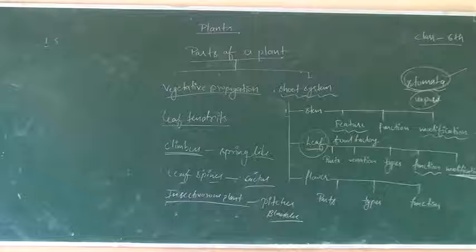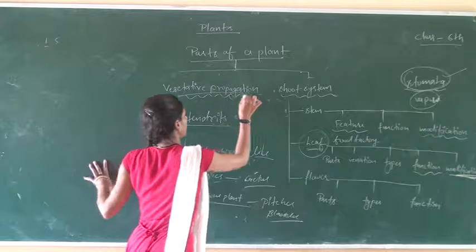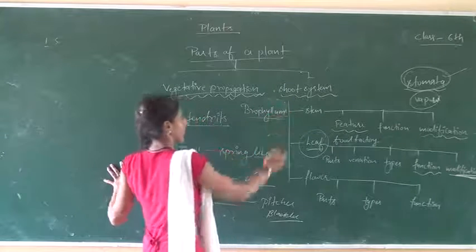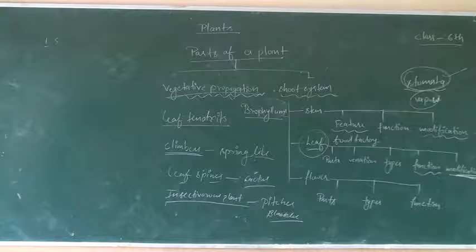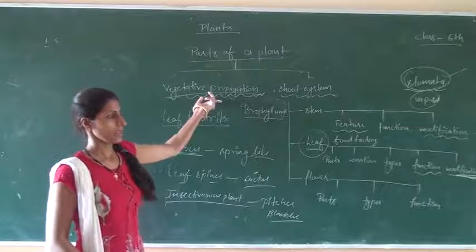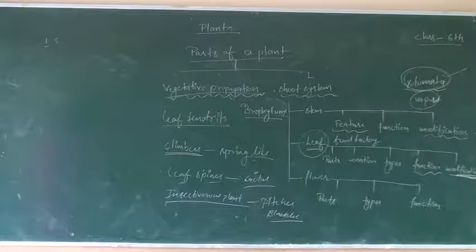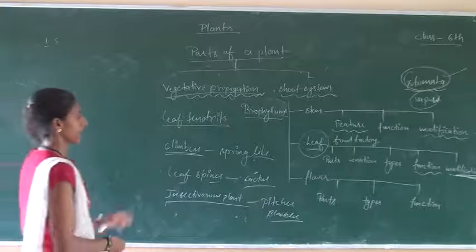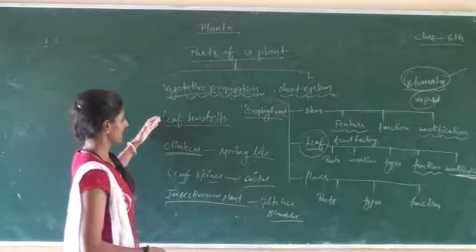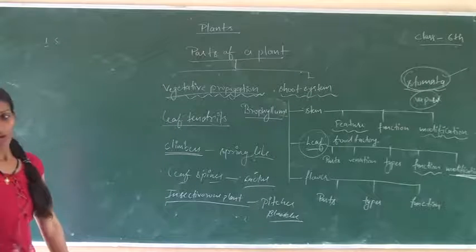In vegetative propagation, some plants have buds in the marginal notches from which new plants grow and develop. With the help of this process, Bryophyllum and Begonia plants grow into new plants by vegetative propagation, in which buds arise near the marginal notches of leaves. These are the modifications of leaves: climbers, leaf tendrils, leaf spines, insectivorous plants and vegetative propagation.